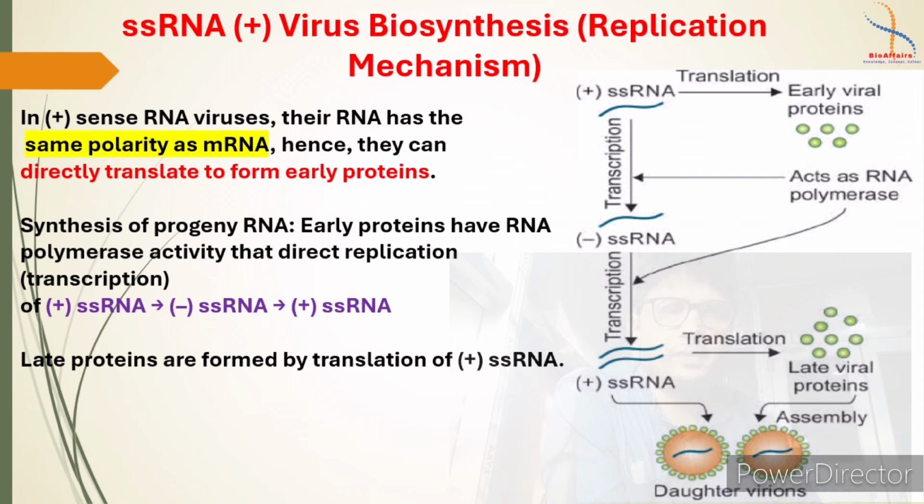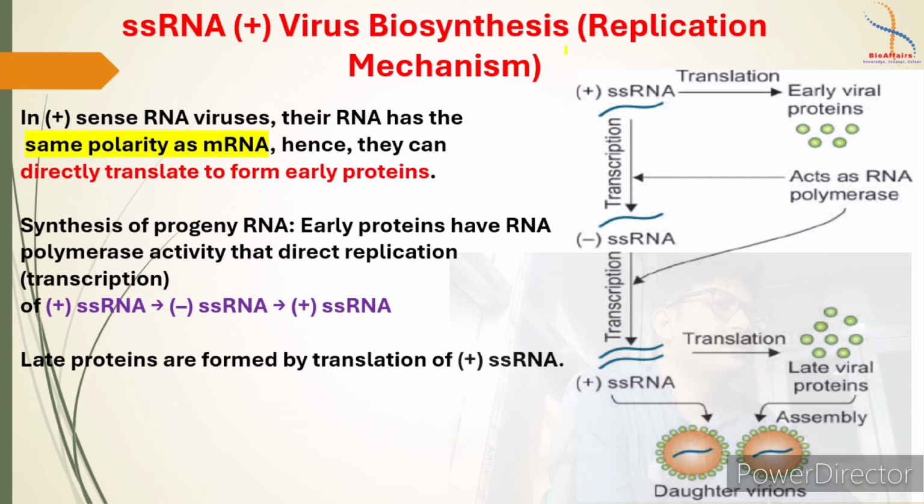I hope I am able to make you understand. So I have written here clearly also, in positive sense RNA, the RNA has the same polarity as mRNA. So you can consider it as mRNA. It will be easy to remember. So these positive strand RNA viruses have a ready-made form of mRNA which can be directly translated into proteins, and into many other copies of more mRNAs or more positive sense RNAs.